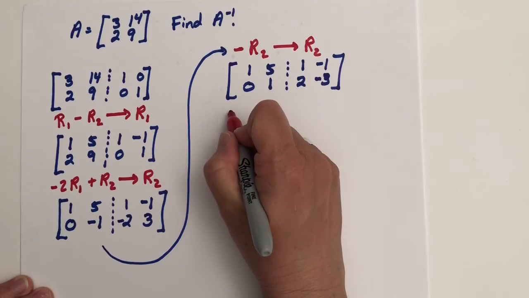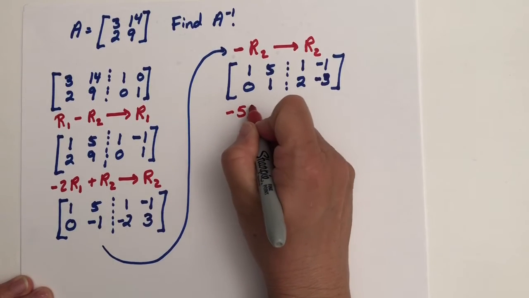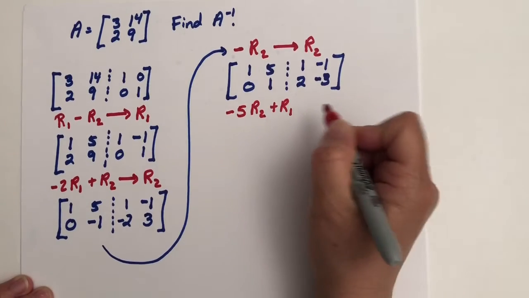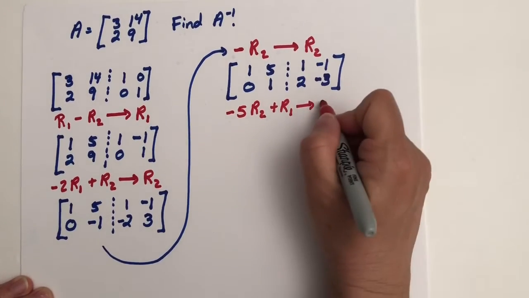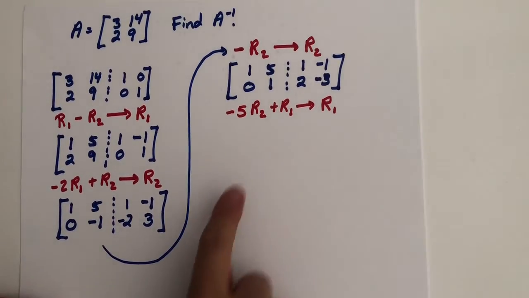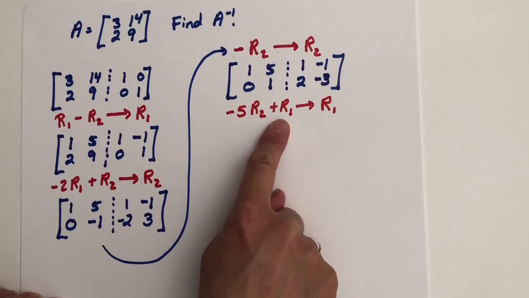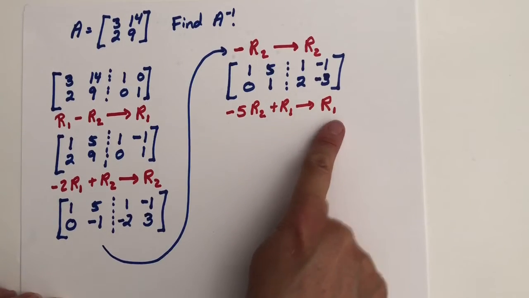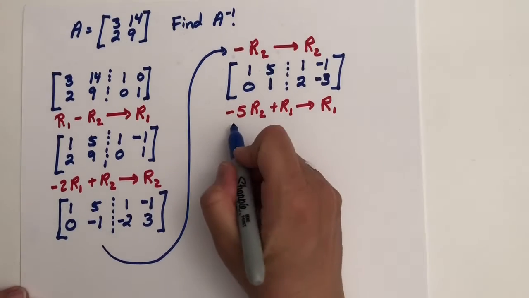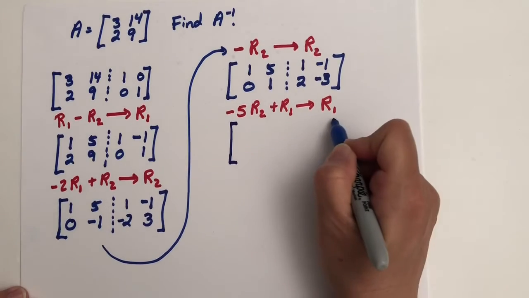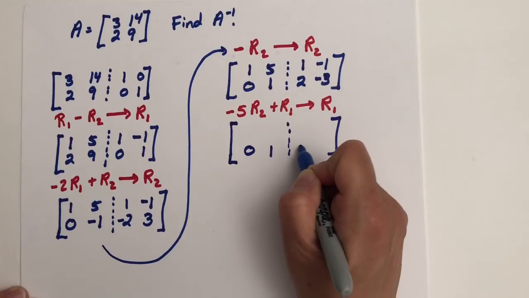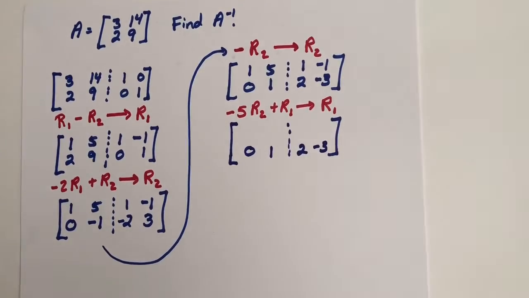So we'll have negative 5 times row 2. We'll add that to row 1 and put the result in row 1. Remember, when you're using a combination of row 1 and row 2, you can put the result in either row 1 or row 2 mathematically. Either is fine. So here we go. Row 2 is unchanged, so let's just put in our 0, 1, 2, negative 3.